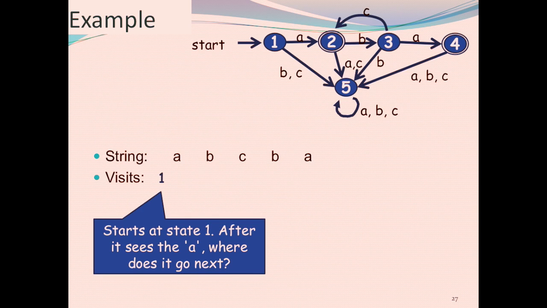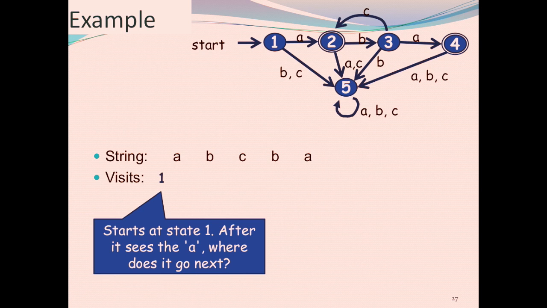So here's my first example. There's a DFA up at the top. Nice DFA. And it does have some accept states: state 2 and state 4 are accept states. And I have this string A, B, C, B, A. I start at state 1.